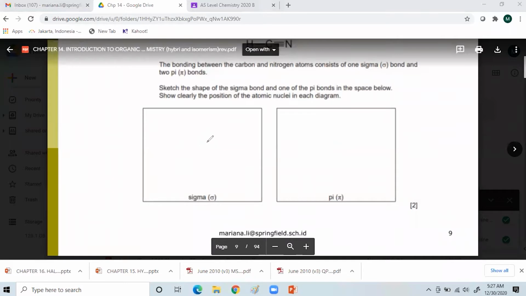Okay, a sigma bond can be represented by a diagram like this. This is 2 atomic nuclei, and this is the bond axis. Yeah, this is the molecular orbital, but no need to label this.